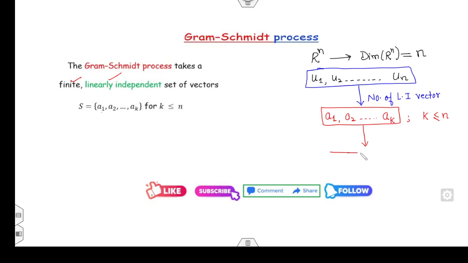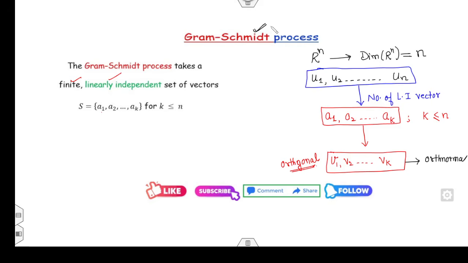can construct the vectors v1, v2, up to vk, which are orthogonal vectors. Fine. And once we can construct the orthogonal vectors, then we can convert them into orthonormal. And that's the principle of the Gram Schmidt process.